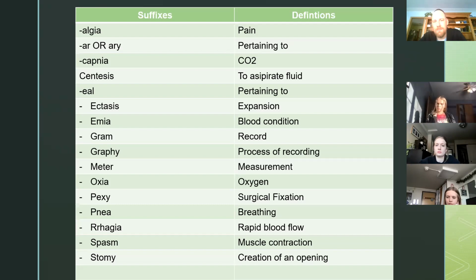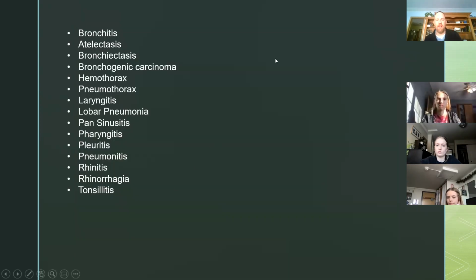You're opening the chest. Yeah, you're cutting an opening into the chest. A thoracostomy. Okay, into the chest wall. Nice. Okay, we have to do that before we put in a chest tube. Okay. All right, friends. Some words to know.